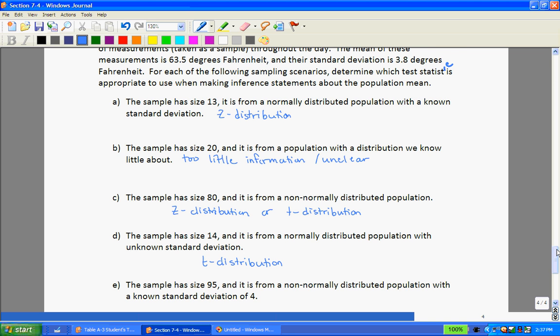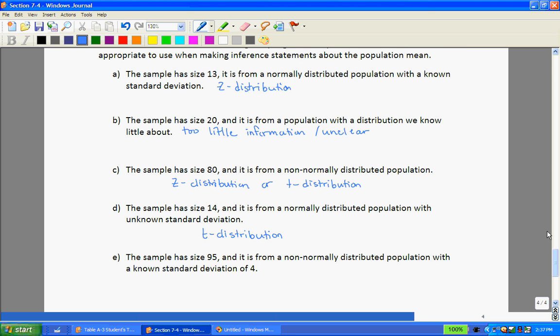Okay, and finally, E. The sample has size 95, and it is from a non-normally distributed population with a known standard deviation of 4. Do I know the standard deviation? Yes, they told us it was 4. So this is Z.